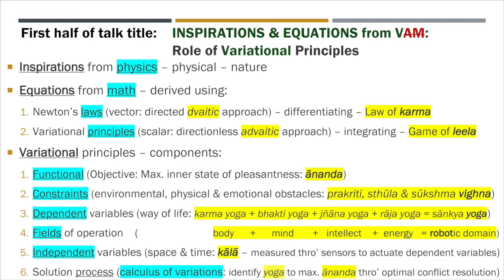So in the case of human life, it just translates to identifying the right combination of karma, bhakti, jnana, and raja yoga to maximize the ananda or bliss through optimal conflict resolution. And these conflicts are both external conflicts as well as internal conflicts, as we already saw in the second aspect, which is the constraints.